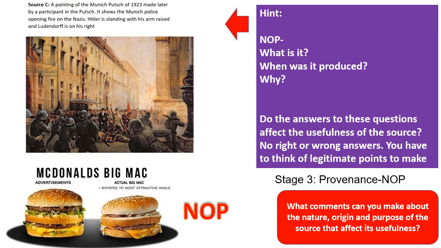So again, in considering the nature, origin and purpose, we've got to think about what the source is, when it was produced, why it was produced, the purpose of it, and how that might affect the usefulness of the source. And there's no right or wrong answer here. You just have to think of some legitimate points to make. And again, on the next slide, I'll show you some ideas that you could perhaps put into the box.